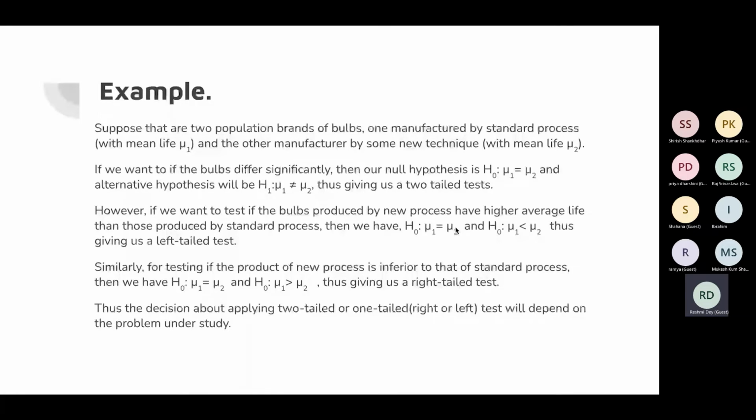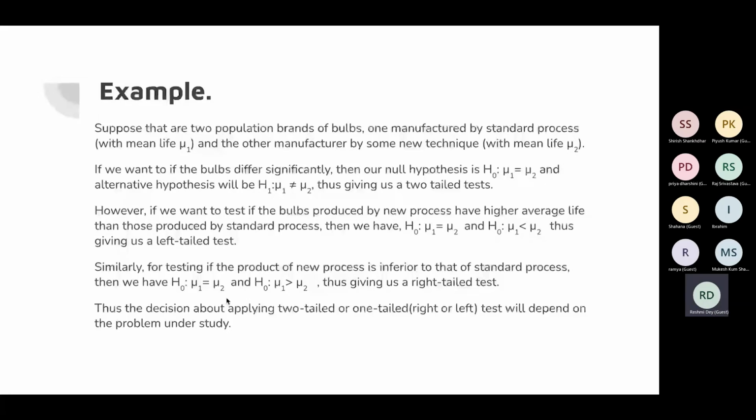But our alternative hypothesis will be that mu1 is smaller than mu2. Since I'm saying that the bulbs produced by the new process have higher average life, that is mu2 is greater than mu1. I'm saying that bulbs produced by the new process have higher average life than those produced by the standard process. So I'm basically saying that my mu2 is greater than my mu1.